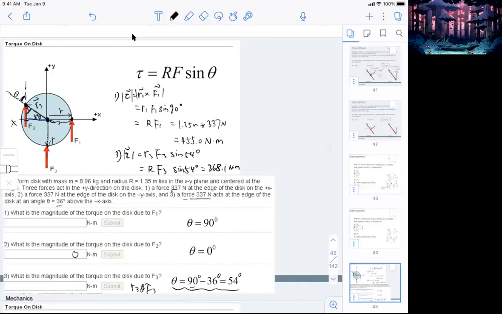In terms of the direction, here it doesn't really ask you the direction, but again, we can use which way it's rotating. F1 is going to make this disk rotate counterclockwise. That's a positive z direction, right? F3 is going to make the disk rotate clockwise, and that is going to be a negative z direction. So you can use which way it's rotating to quickly figure out the direction of the torque.